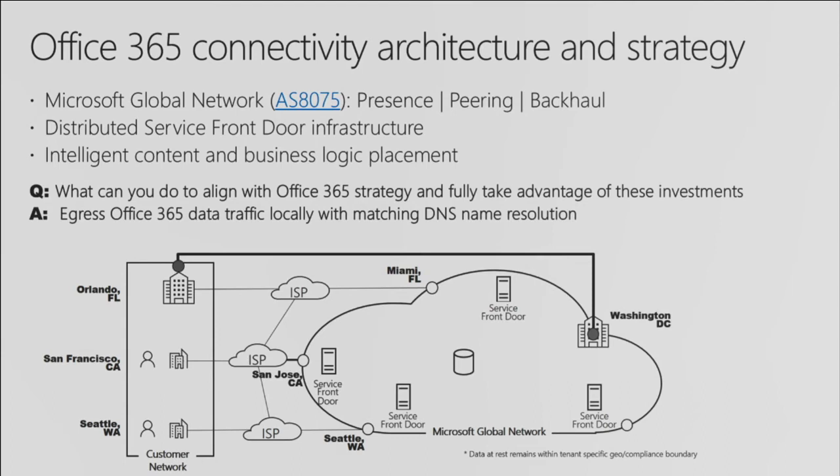Practically, that principle is very simple. Always egress Office 365 traffic locally and match the name resolution with it. Doing that ensures that your path into the Microsoft network, your front door selection, stays optimal, and that ultimately drives the intelligent data placement as well.